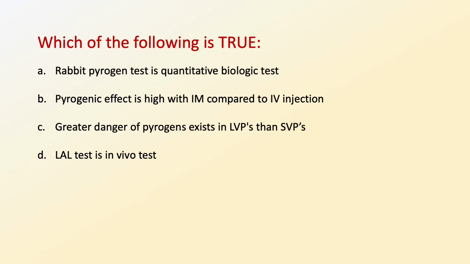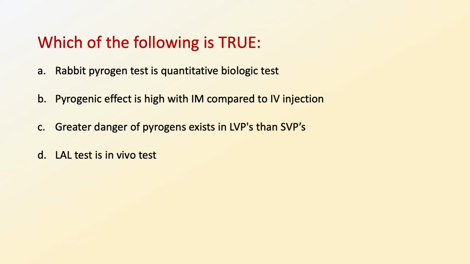In this question, we have to select the following which is true. So, the options are option A, rabbit pyrogen test is quantitative biologic test. Option B, pyrogenic effect is high with IM as compared to IV injections. Option C, greater danger of pyrogens exists in large volume parenterals as compared to small volume parenterals. Or option D, LAL test is an in vivo test.